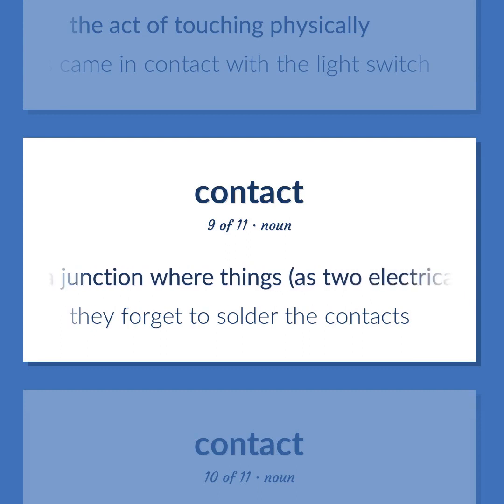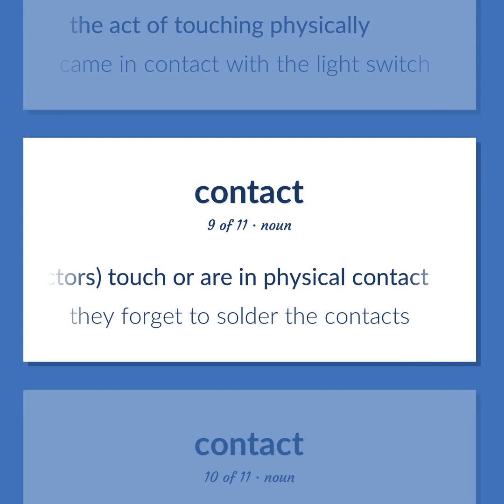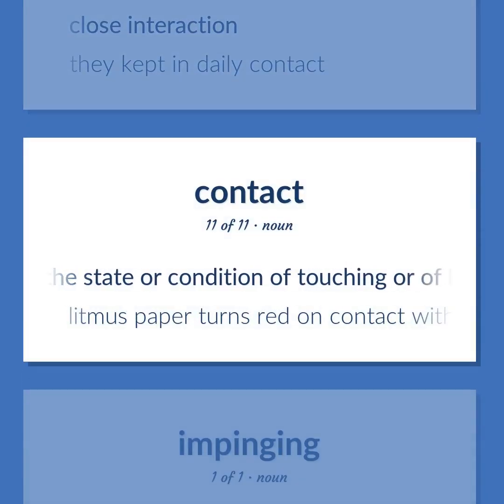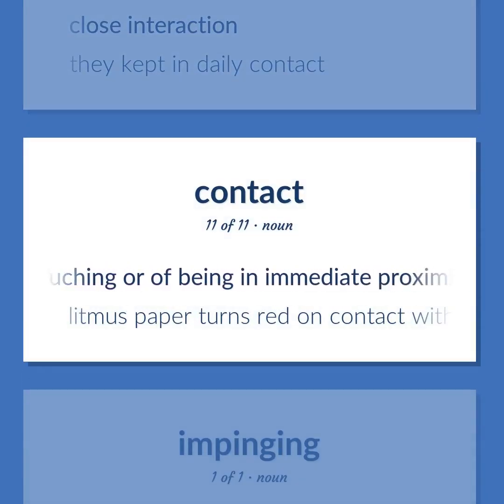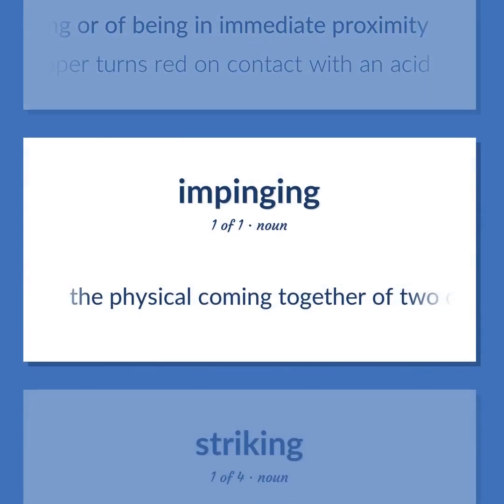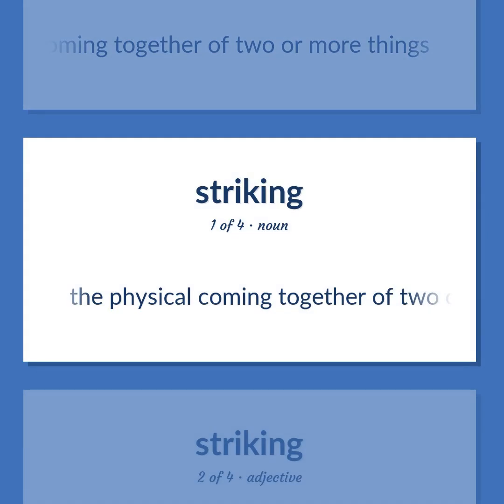Electronics. A junction where things, as two electrical conductors, touch or are in physical contact. They forgot to solder the contacts. Close interaction. They kept in daily contact. The state or condition of touching or of being in immediate proximity. Litmus paper turns red on contact with an acid. The physical coming together of two or more things.